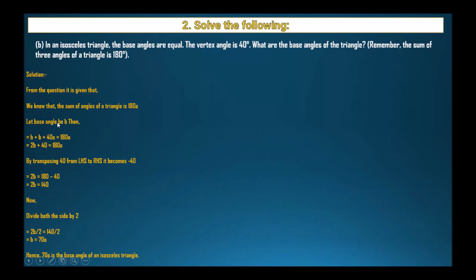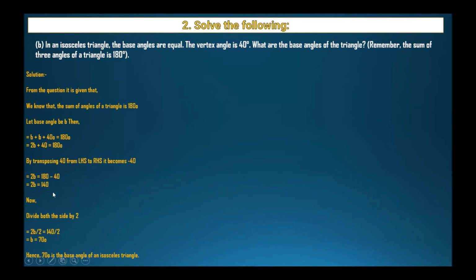Let the base angle be B. So B plus B plus 40 degrees equals 180 degrees. So 2B plus 40 equals 180 degrees. Now we will bring this 40 to the RHS side. So plus 40 will become minus 40. So 2B equals 180 minus 40. So 2B equals 140.